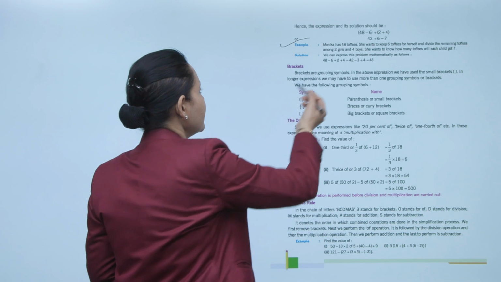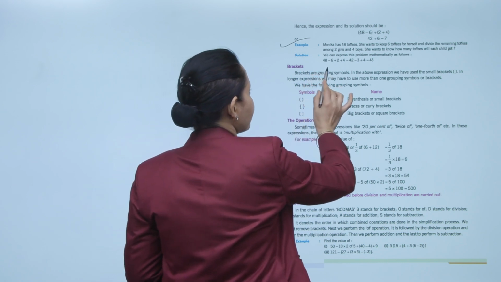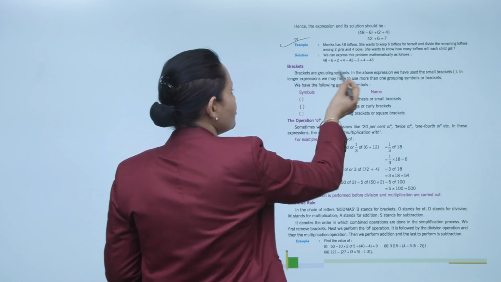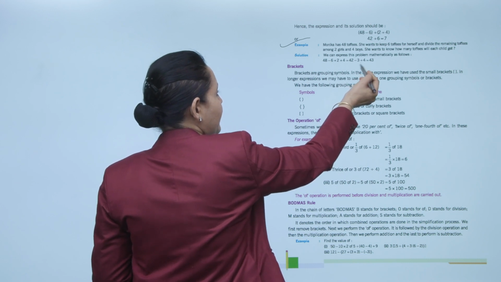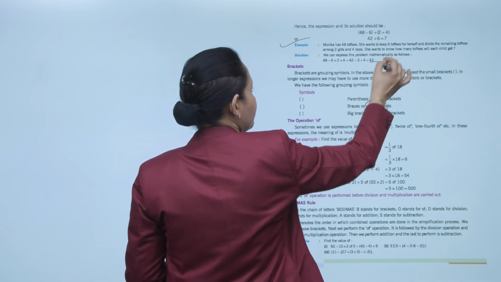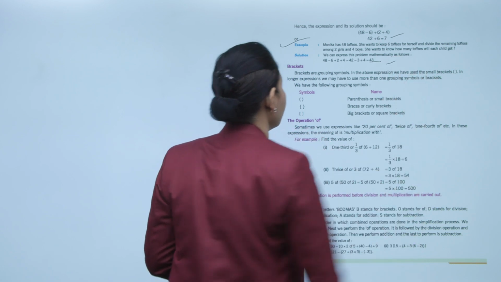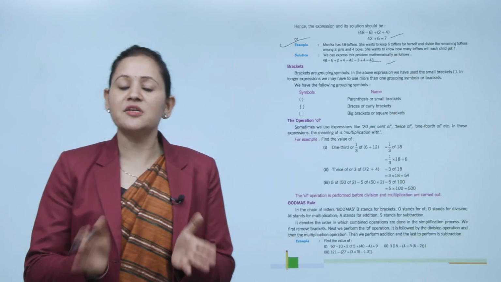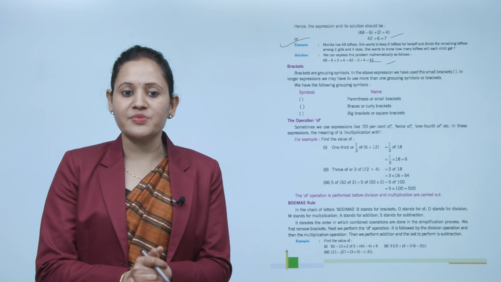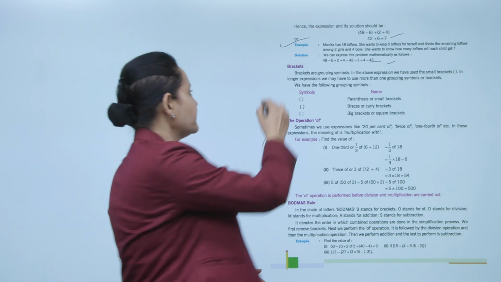So, first we will divide 48 minus 6 divided by 2, that is 3, plus 4, that is equal to 43. In both the cases, the answer is different. So, that's why we need bracket in this kind of problems. Next is brackets.